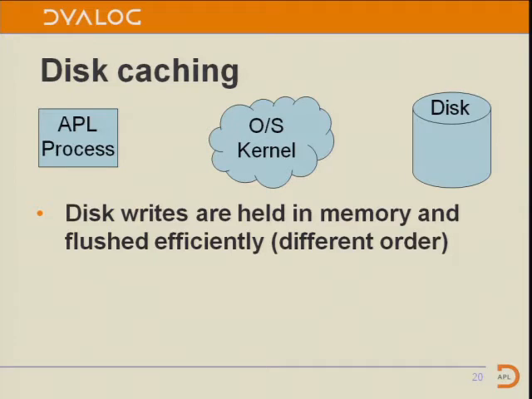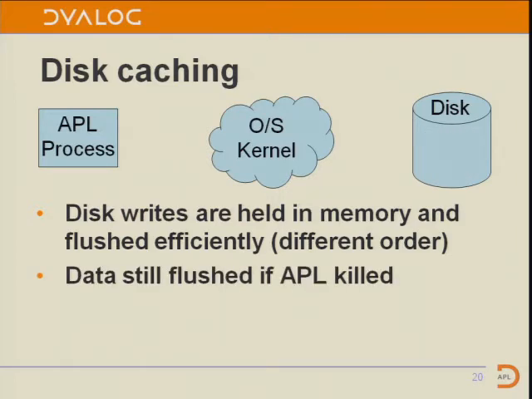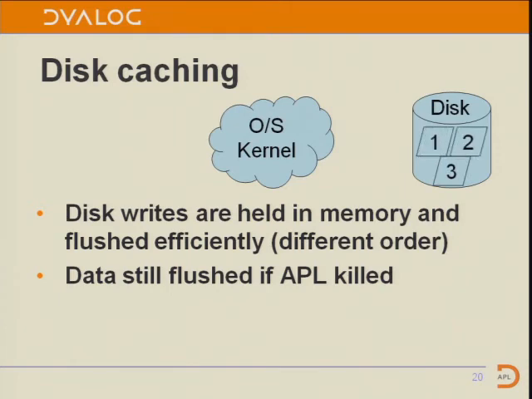So they're held in memory, and out they come, first, second, and third. And they're going onto the disk, you'll notice, in the wrong order, because that's the most optimal way of doing it. But it doesn't matter, all of the things are there. And even if APL gets killed, first, second, and third writes come out. They go onto the disk, APL's died, but they still all get onto the disk.